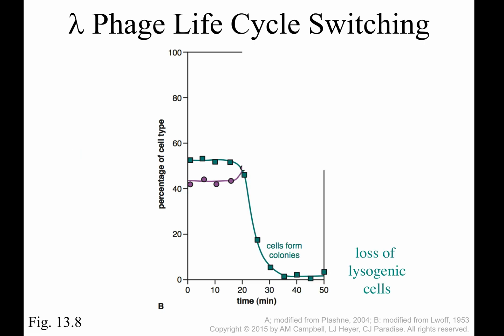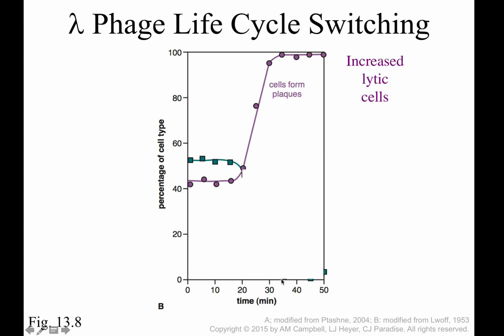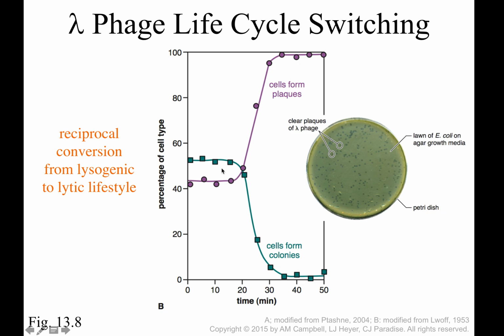But if there is a loss of lysogenic cells, the bacterial cells will form colonies. So if there are few cells that are infected in the lysogenic phase, the bacterial cells will form colonies. If there's a lot of lytic cells, you'll have more plaques formed, and you can see both sorts of things happening on a single agar plate, depending on the conditions.